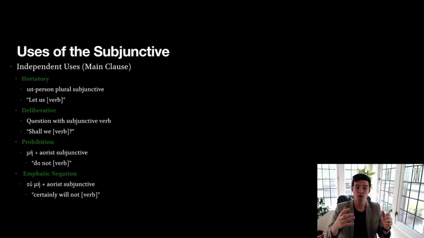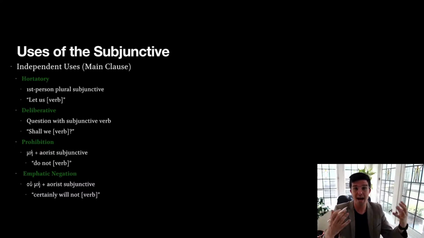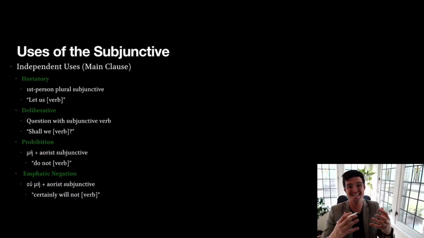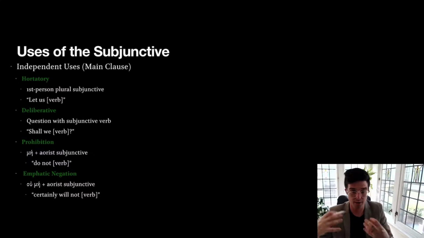And hortor in Latin means sort of encouragement. So it's an encouragement to do something. Let us. The deliberative subjunctive is going to be translated with a question, and you'll often see it punctuated with a question mark in a Greek sentence, and it's going to be asking a question. The person that is speaking or writing is going to be deliberating about an idea or a question. So, shall we do whatever the verb is in the subjunctive, or shall I do whatever the verb is in the subjunctive?